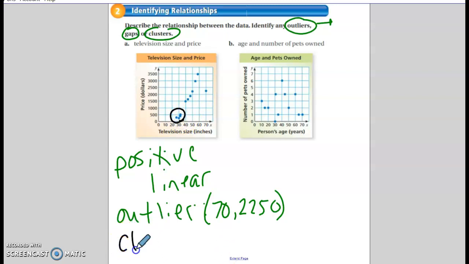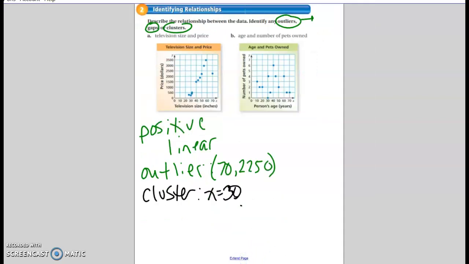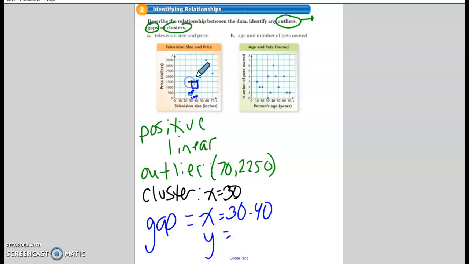So a cluster around x equals 30. That looks crazy. And a gap between, I would say there's a gap between 30 and 40, right here. There's a gap between x equals 30 to 40, and that's where y is between 500 and 1500.